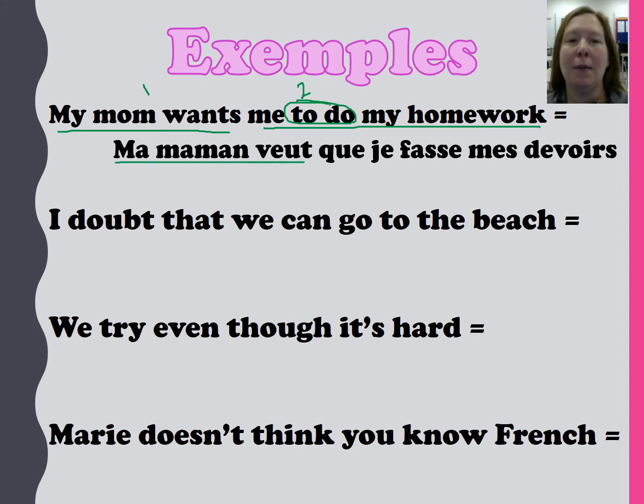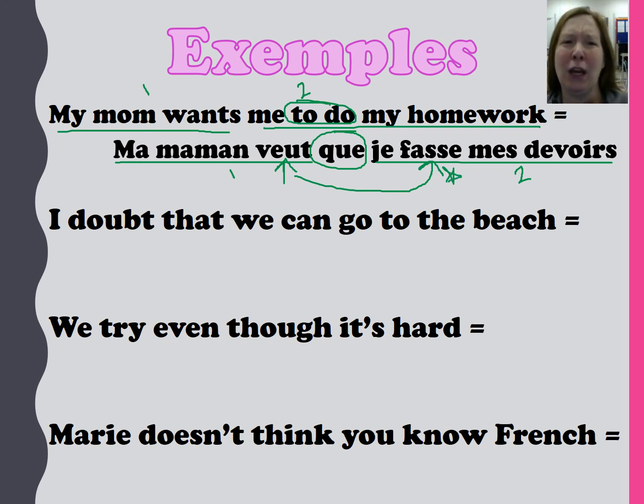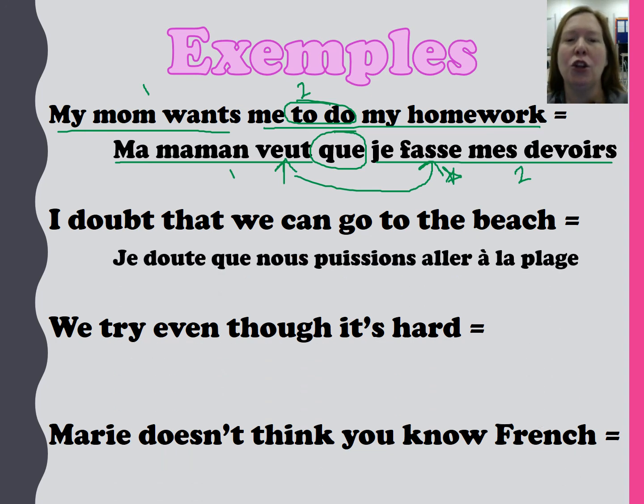So again, ma maman veut, that's clause 1. Je fasse mes devoirs is clause 2. They're connected by que. And this verb is vouloir, which is a verb of desire in the first clause. So that indicates that I'm going to use the subjonctif in the second clause. I doubt that we can go to the beach. Je doute que nous puissions aller à la plage.